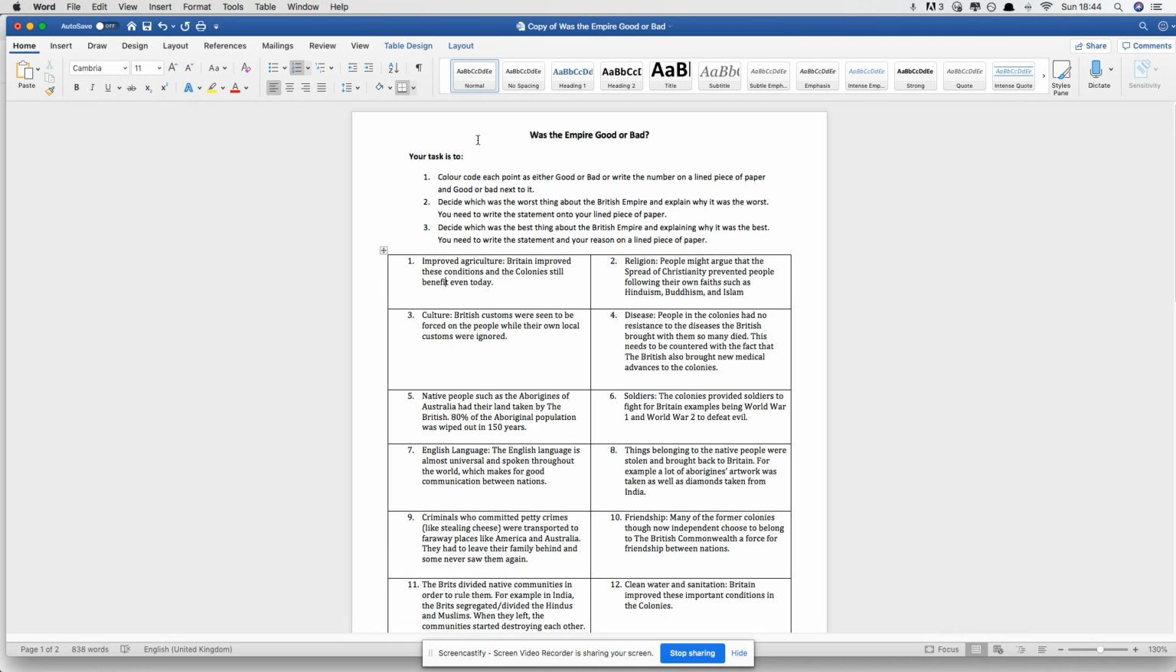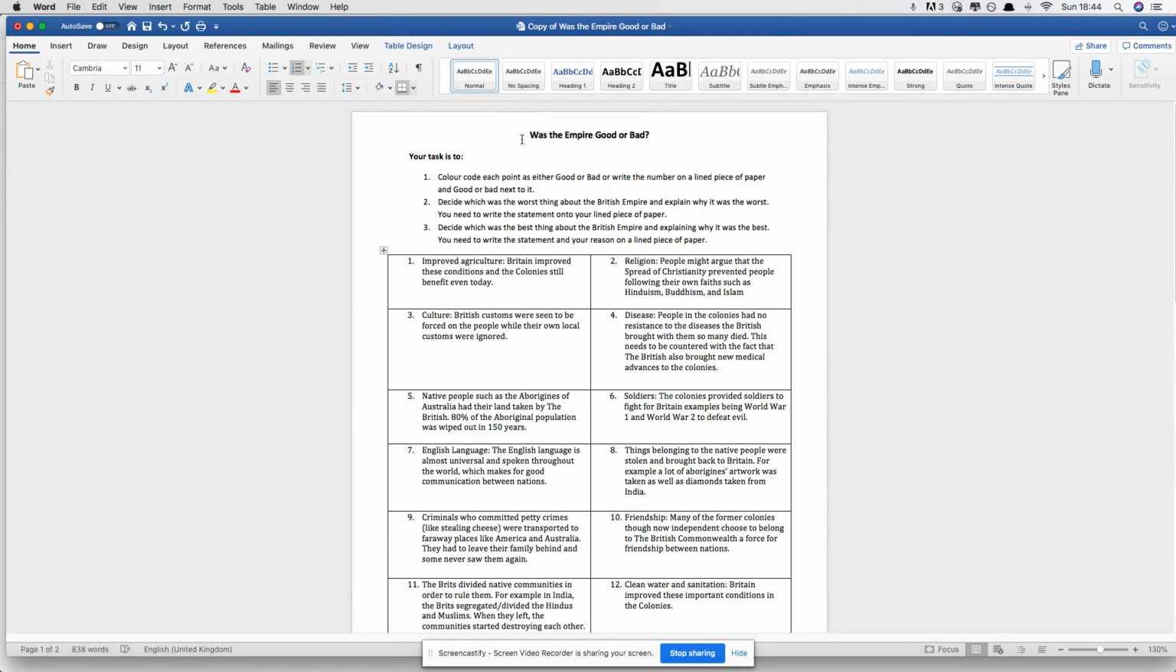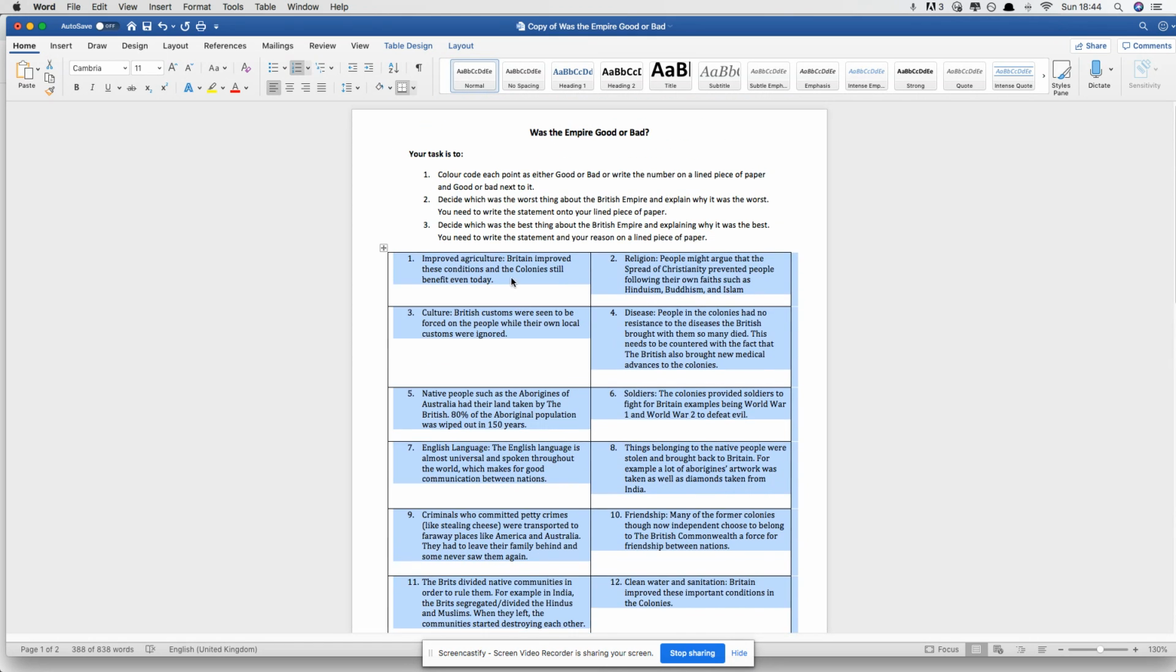Kai just to show you, tell you what you need to do for your homework. What I've got is this Word document with a couple of tasks for you. As you know, we've been looking at the British Empire this term and deciding whether they were good or bad. So your first task is here. You've got one, two, and three. You've got a list of statements, which is 1 to 16, numbered for you.